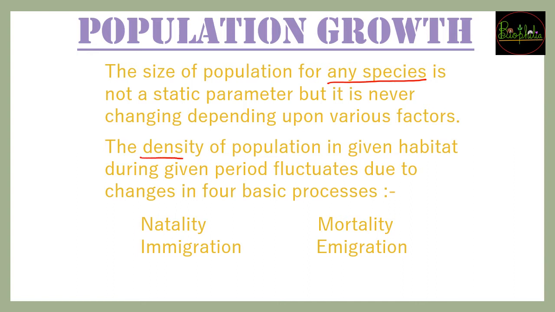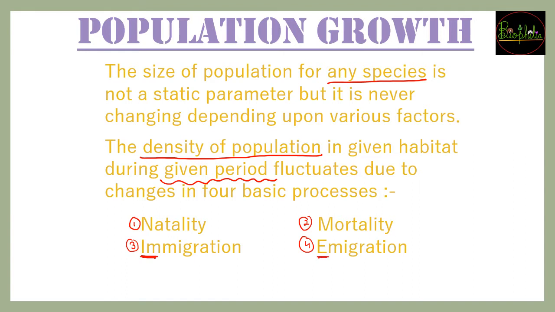So how will you find the density of a population? It will be calculated only for a given period of time, because there are always going to be changes that keep occurring, and there is no such fixed density of a population. And why is it going to change? Because it is going to undergo four processes: first natality, second mortality, third immigration, and fourth emigration. So here it is I M, and here it is only E, so it needs to be remembered.